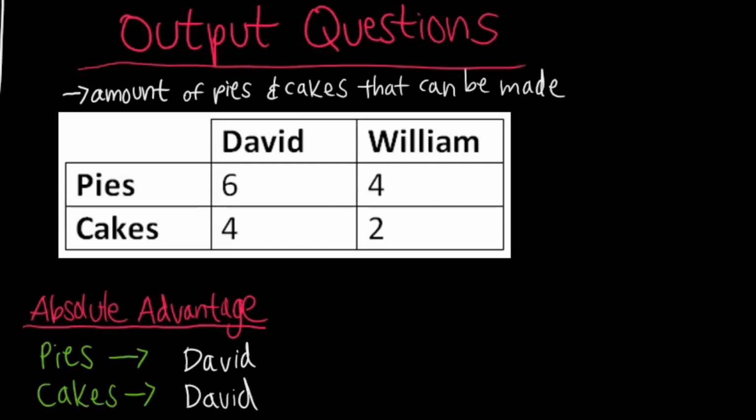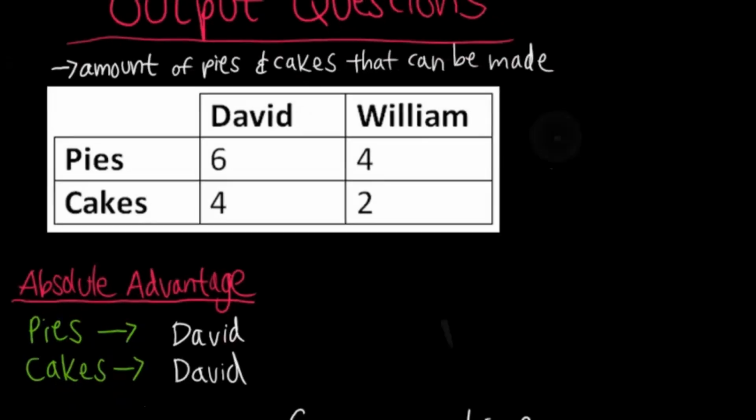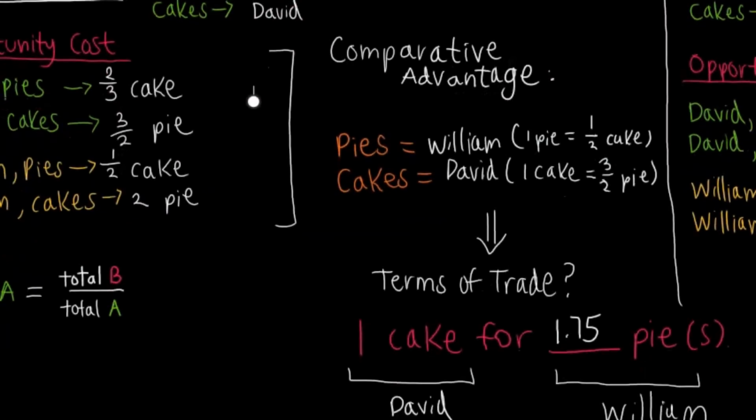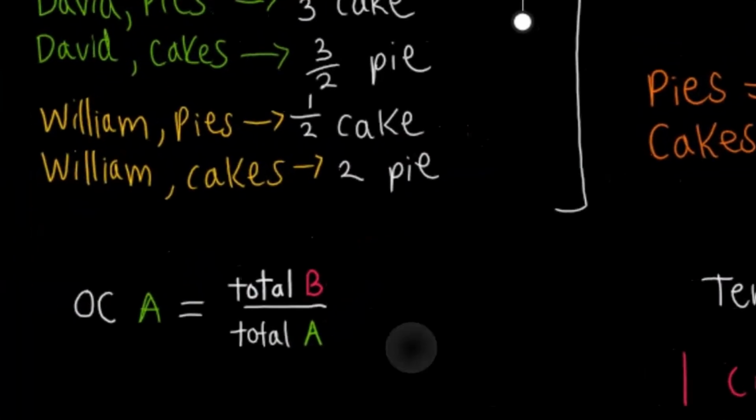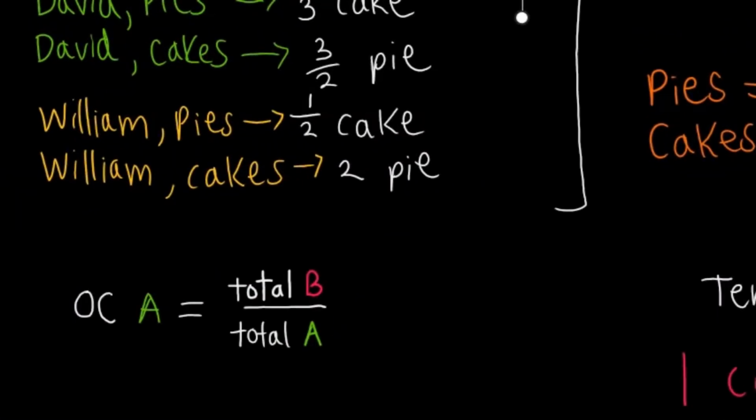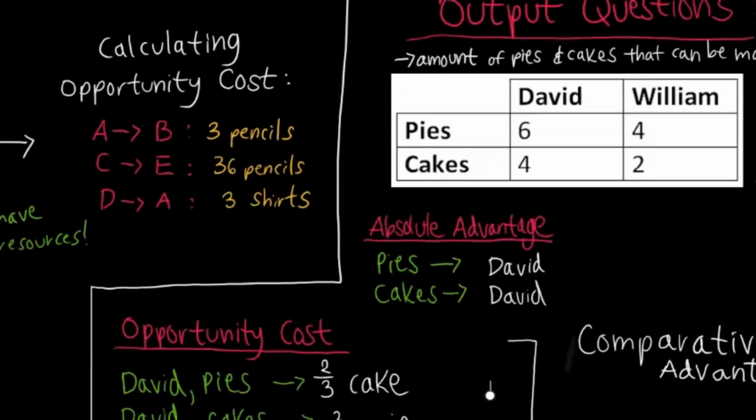Now if I ask you who has the comparative advantage, you want to calculate the opportunity cost. Go ahead and try to calculate the opportunity cost for both David with his pies and cakes and William with his pies and cakes. In order to calculate this, we need a formula. You don't need a formula, but this makes it super easy to think about. If we want to calculate the opportunity cost of a certain good, let's call it A, that's going to be equivalent to the total of good B over the total of good A. This is specifically for output questions.